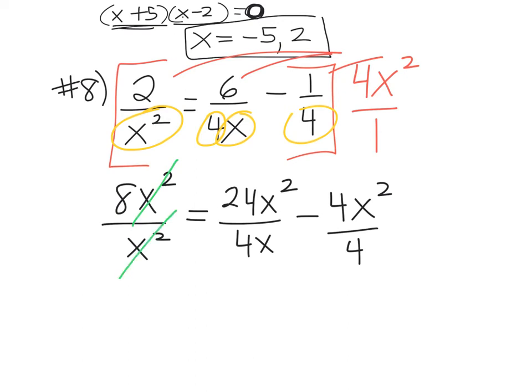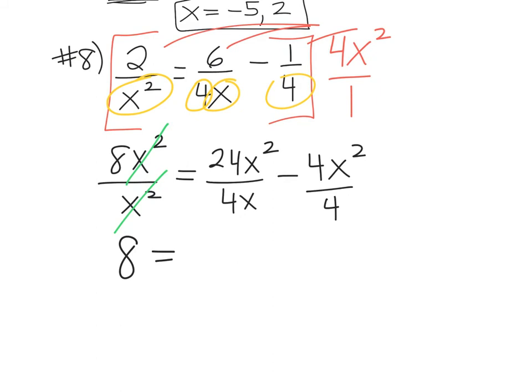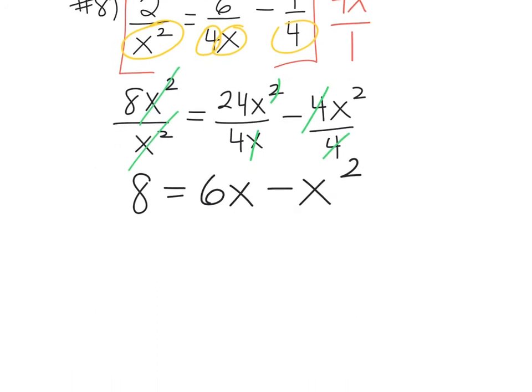Bye-bye, x squares equals 8. Yes, isn't that fun? What about this one? What does this reduce to? 6x squared? Yeah, no? You almost had it. 6x. Just 6x. One of these x's reduces, and you're left with 1, and then 4 goes into 24 6 times. And then over here, minus x squared. All right, once again, we have a quadratic to solve.